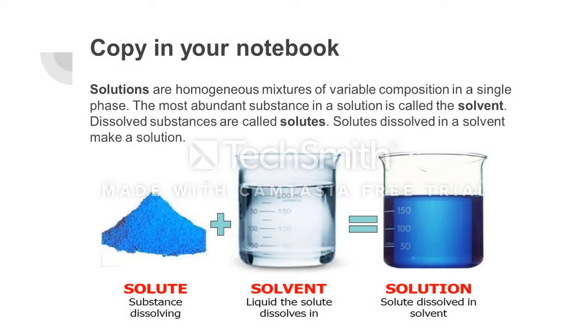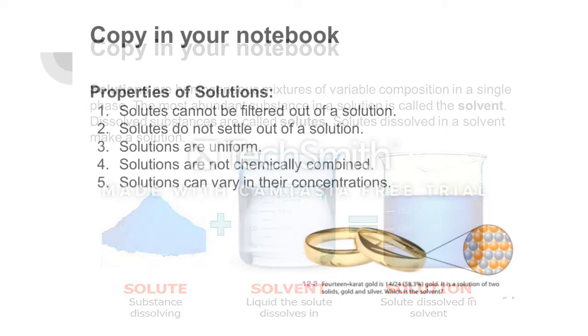We will start this class by defining what a solution is. A solution is a type of homogeneous mixture that is of variable composition but in one single phase, and it is made up of two elements. The most abundant substance in the solution is called the solvent, and the dissolved substance is called the solute. Here we have an example of a solute and a solvent that make the solution.